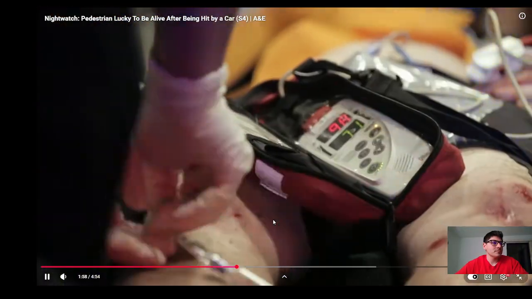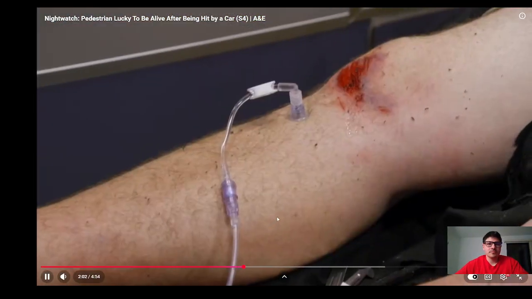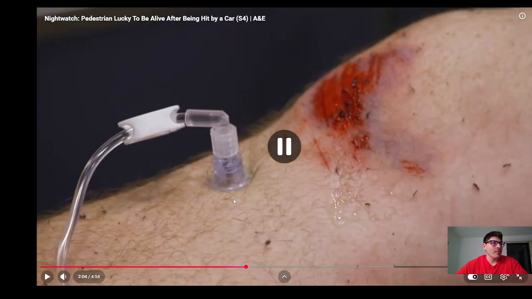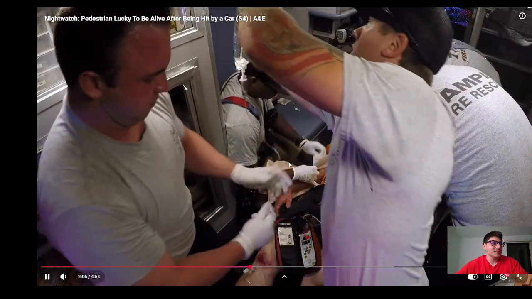A lot of times on a critical patient, we'll do IO access. That's basically an IV that goes into the bone. These IOs are extremely effective. I've used them quite a few times. They seem like magic. They're incredible. We're able to administer the medications down through the bone marrow.